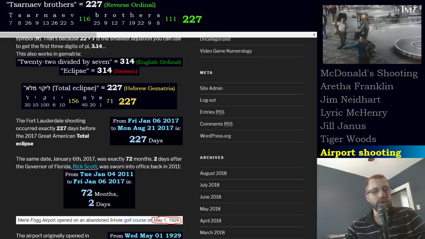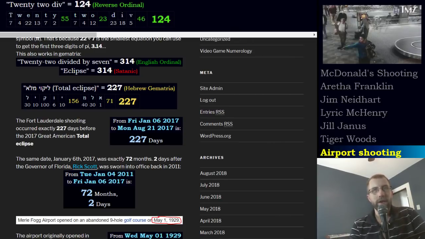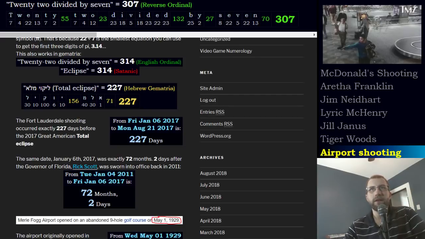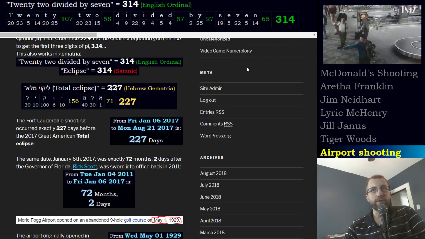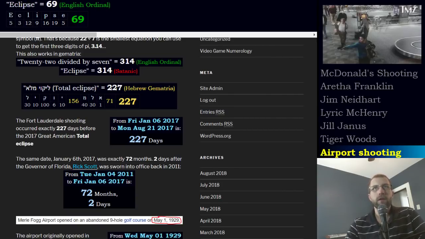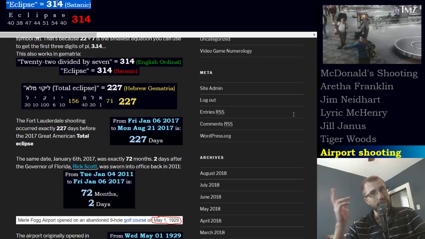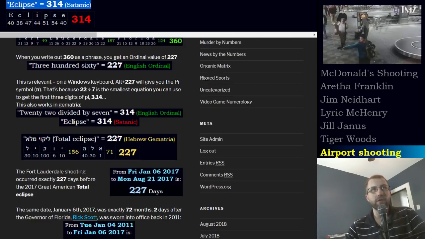And we know about this 227, 22 divided by 7. In Gematria, this equals 314. And on a calculator, this equation equals 3.14, the first 3 digits of pi. Also, the word eclipse equals 314 in Satanic Gematria. You know, something to think about in relation to this story.